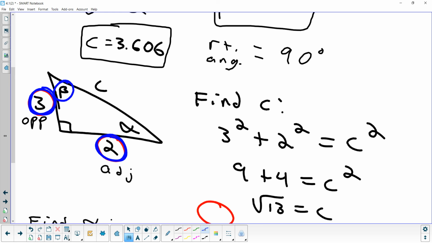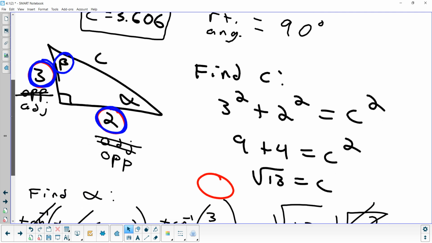So what you've done is you've just switched your perspective. You're not standing in the same spot because now we're solving for a different angle. Those names don't apply anymore because now it's from the perspective of beta. So what is the side that's 2 now? Yep. 2 is now the opposite and 3 is now adjacent. So we're still using opposite and adjacent. It's just they switch places. So we're still going to use tangent.